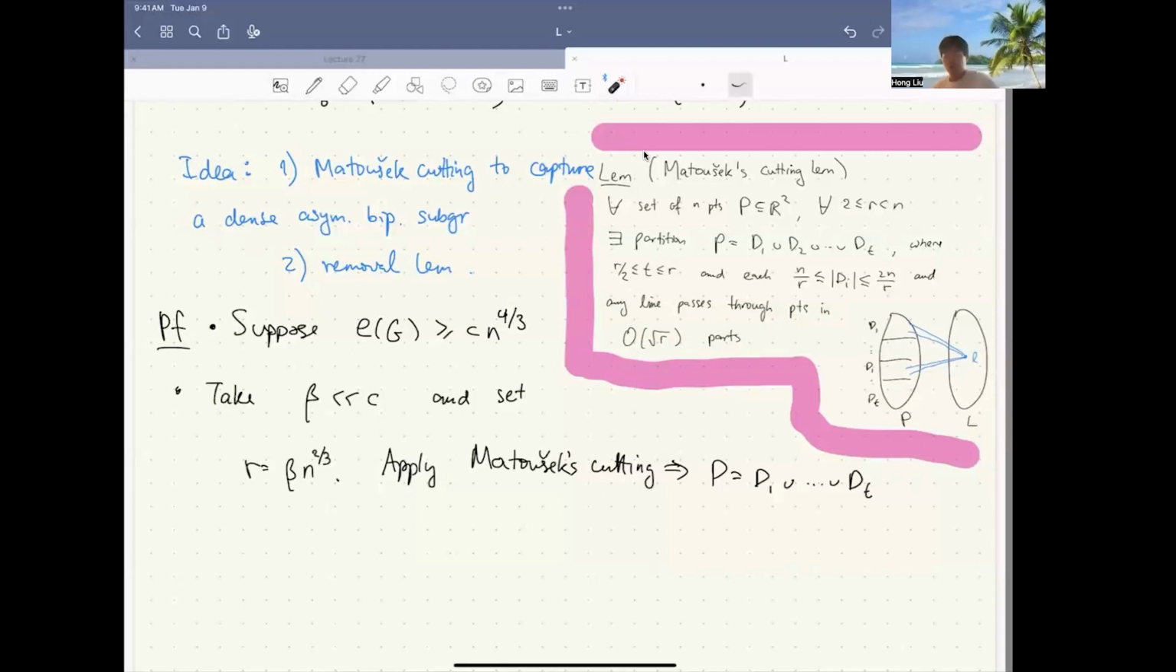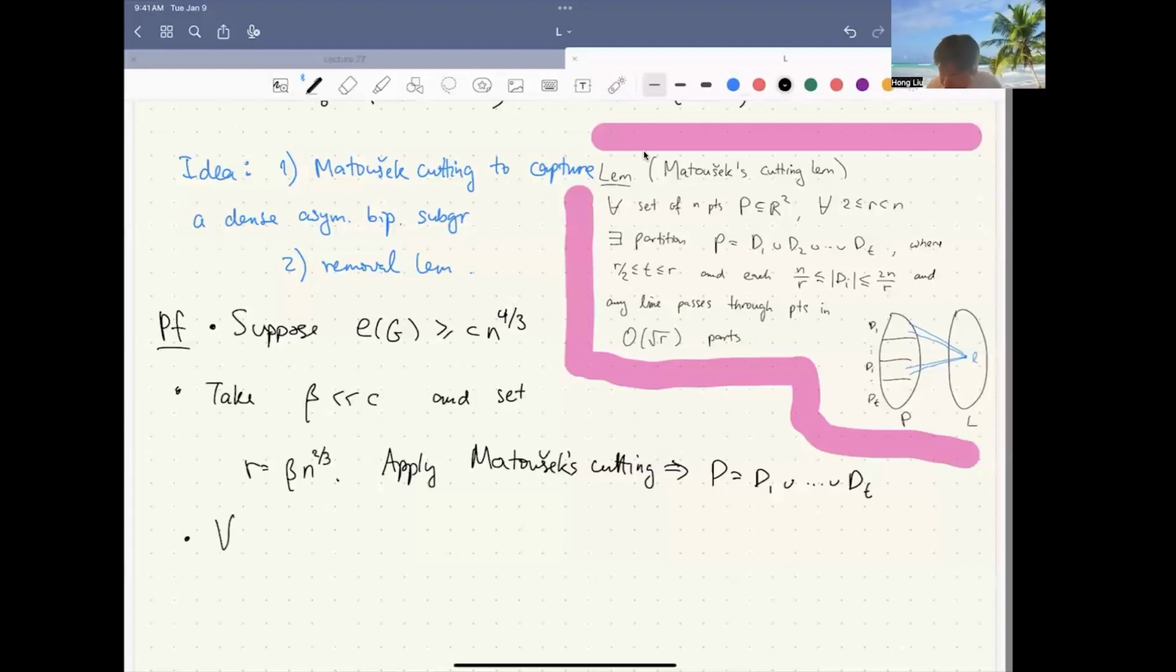Now we're going to do, okay, so we have the partitioning. What we now want to do is to zoom into a part that captures lots of edges. This is just done by pigeonhole. But before we do the pigeonhole, we're going to do some clever cleaning. So what we're going to do is the following.